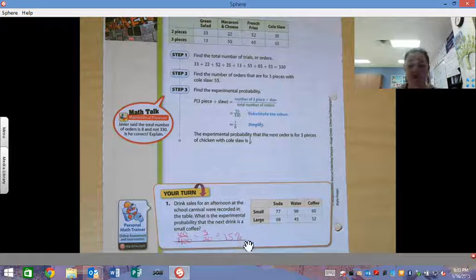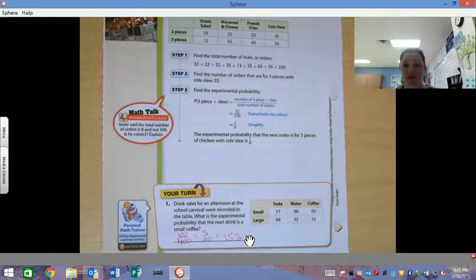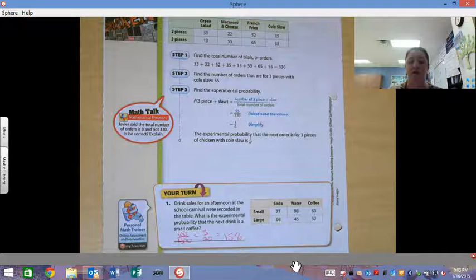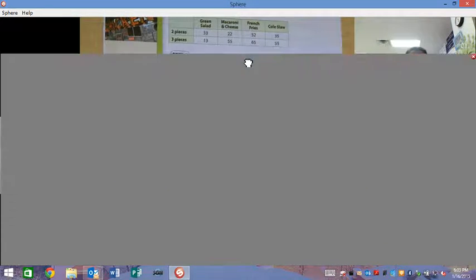We have to know how to convert fractions to decimals to percents at this point in the year, guys. If you're still struggling, make sure you get the help that you need. Next.